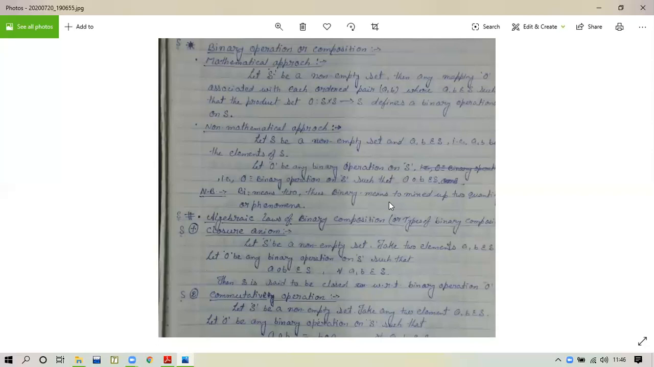For example, when we construct the operation addition on the set of natural numbers, taking any two elements, let's say 2 and 5, 2 plus 5 equals 7, which is also in the set of natural numbers. Then the set of natural numbers with respect to addition is closed, or we can say addition is closed under natural numbers. Natural number is closed under addition.